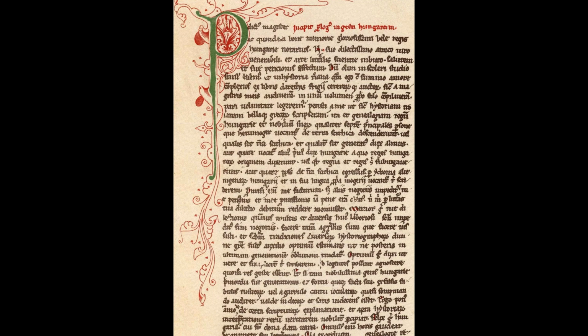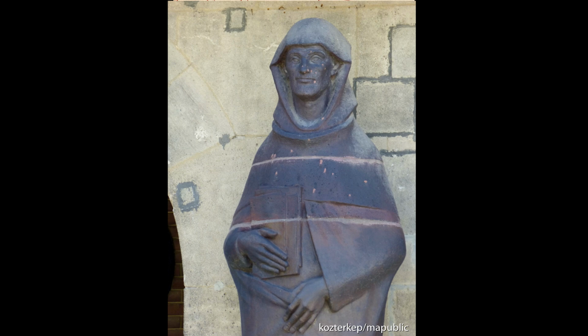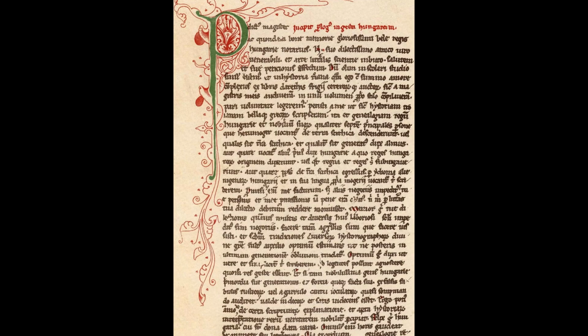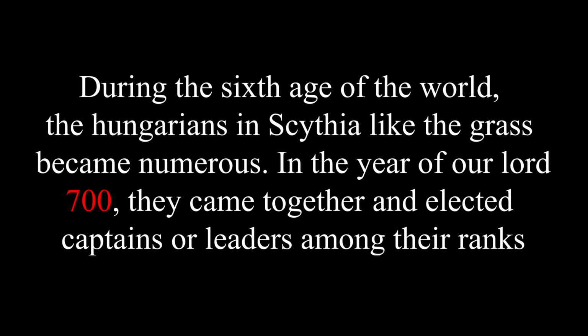The book was written around the year 1283 AD by Simon of Kéza, about whom we do not know much apart from his name and that he was probably a priest. The strange things begin right at the beginning of the book, because Kéza writes the following about the first arrival. During the 6th age of the world, the Hungarians in Scythia, like the grass, became numerous. In the year of our Lord 700, they came together and elected captains or leaders among their ranks. So Kéza says that the first arrival, which is the Hunnic invasion of Pannonia, happened around the year 700.